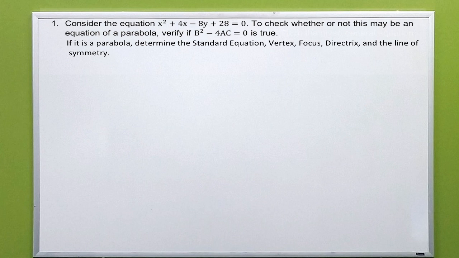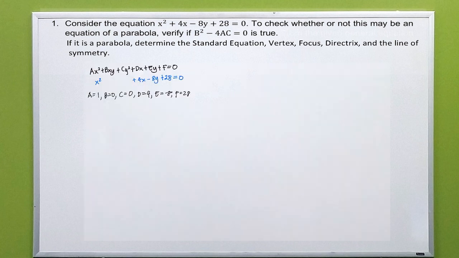Consider the equation x squared plus 4x minus 8y plus 28 equals 0. To check whether or not this may be an equation of a parabola, verify if b squared minus 4ac equals 0 is true. If it is a parabola, determine the standard equation, vertex, focus, directrix, and the line of symmetry.